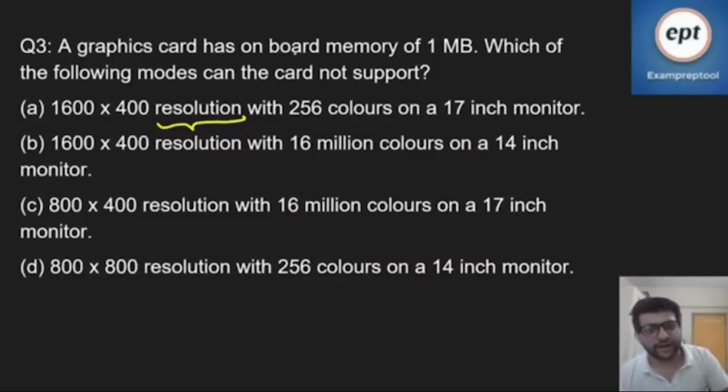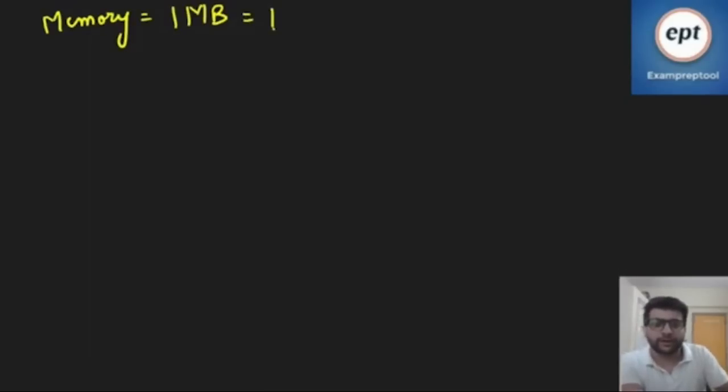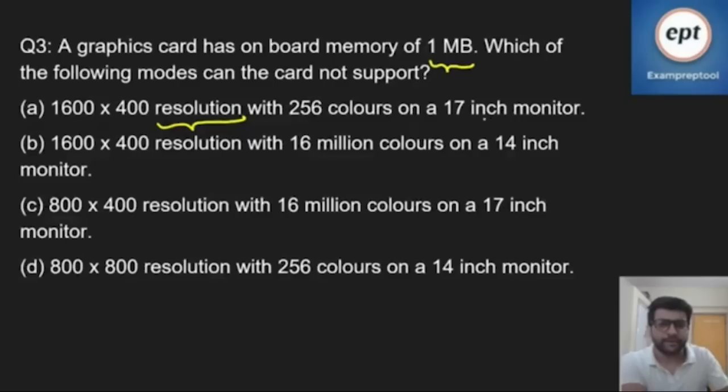A graphics card has onboard memory of 1 MB. Let me write this information. We have been told that we have a memory of 1 MB, which is 10 power 6 bytes, or which is also equal to 2 power 20 bytes. Which of the following modes can the card not support?